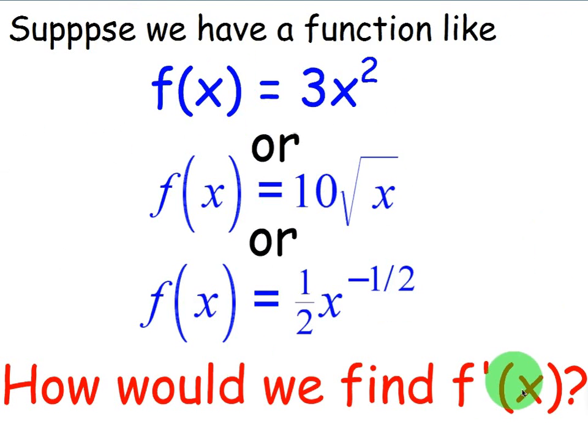In other words, remember, the derivative is an equation which, when you plug an x value in, gives you the slope of the tangent line. So how could we do that with these functions? These are a little bit different because they have constants. They have coefficients out front. So that's where the constant multiple rule comes in.